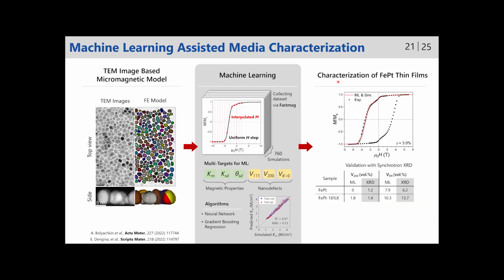We can move even further. We can apply machine learning in order to collect the data set of different scenarios upon different parameters. We can simulate what should be the hysteresis loop, and then we can try to solve the inverse problem. We can consider that input is the hysteresis loop, and the problem for us is to have estimations for magnetic properties and the volume fraction of nanodefects.